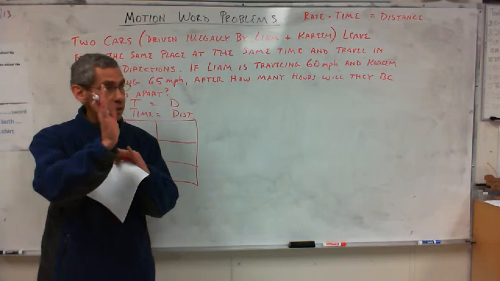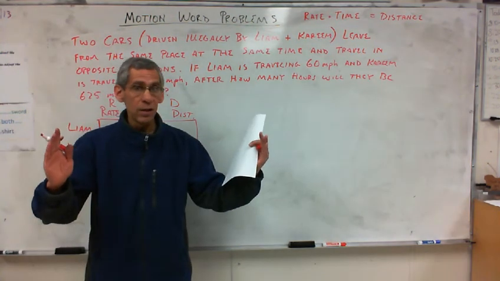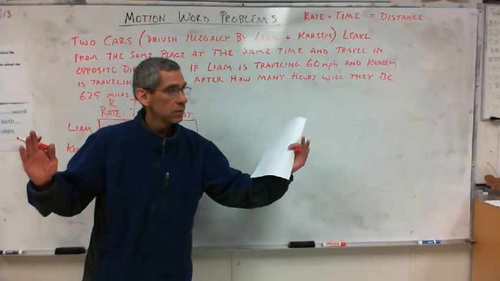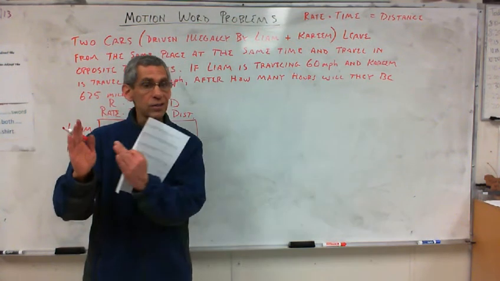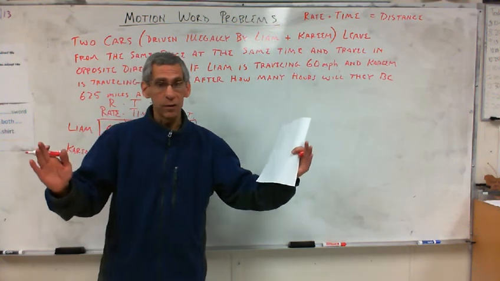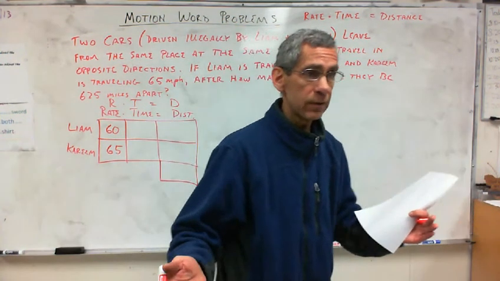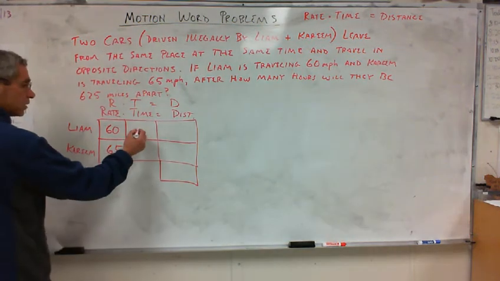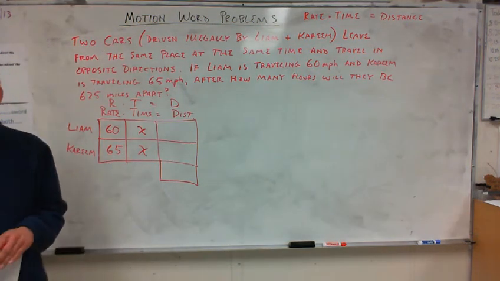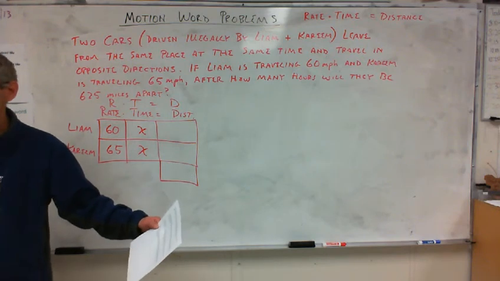Would you agree with me that if they left at the same time, by the time they get 625 miles apart, that's at the same time too? Yeah. So the time is unknown, but the time is the same for both of them. So it's X for both of them. Does that make sense? Right? So the time is X. And it's for both of them because they left at the same time and they finished at the same time, because that's when they got 625 miles apart.